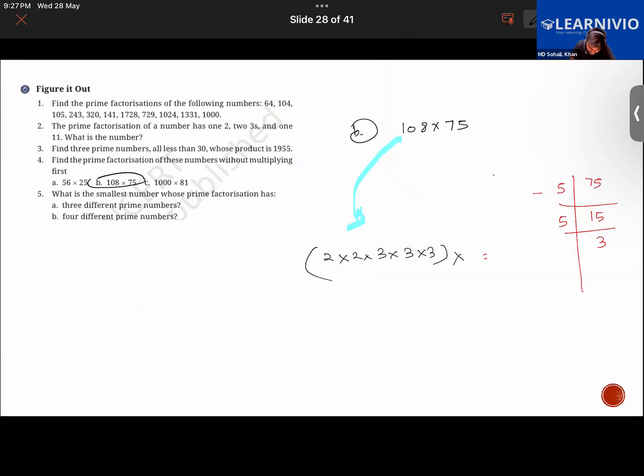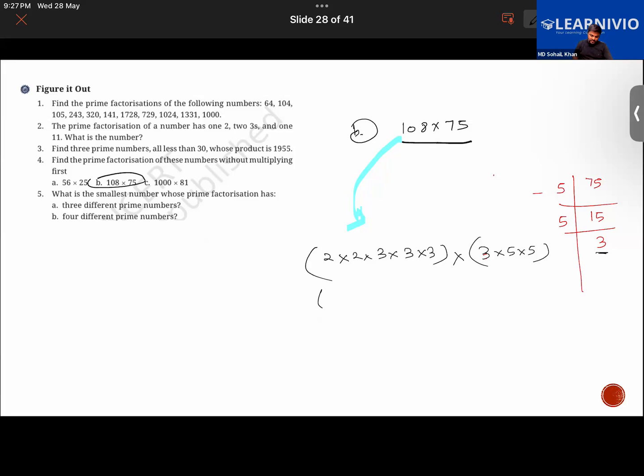And then I can write 75 as 3 multiplied by 5 multiplied by 5. I have written 3 first because we should write it in the proper sequence: the smaller number first and then the bigger. So that is the prime factorization of 108 multiplied by 75.